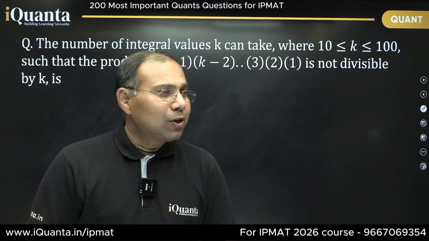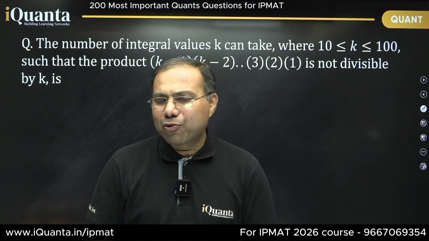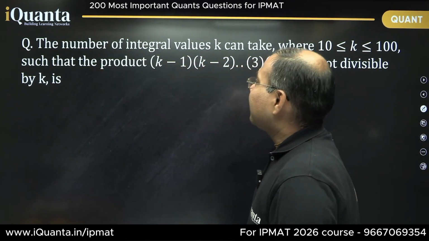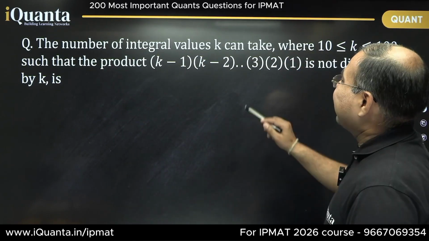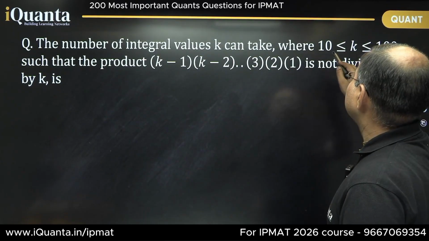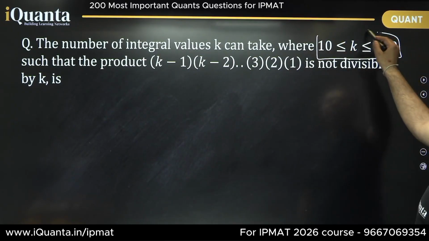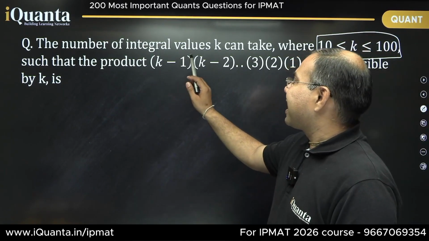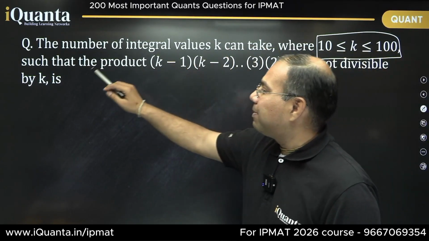Okay. So let's read it together. And again, this question is based on a previous CAT question, and it is one of the interesting, good questions here. It says: the number of integral values k can take, where k is in this range, that it can start from 10 and go up to 100. The condition is such that the product (k minus 1)(k minus 2) up to 3 × 2 × 1 is not divisible by k, right?